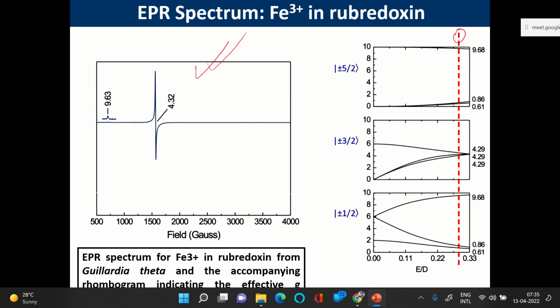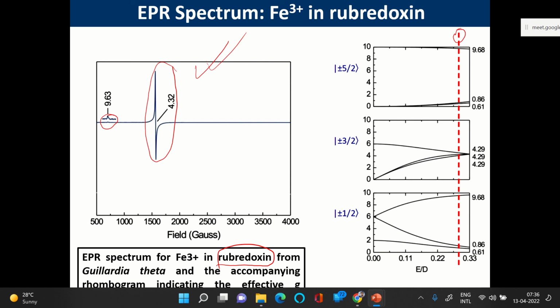This is the typical spectrum that is obtained, the experimentally observed EPR spectrum for Fe3+ in rubredoxin. This is a protein in some bacteria. What you observe here is a very intense line at which you can very easily calculate the G value, which is 4.32. And if you zoom in here, you will also find another peak appearing at this particular field value, which gives you a G value of 9.63.